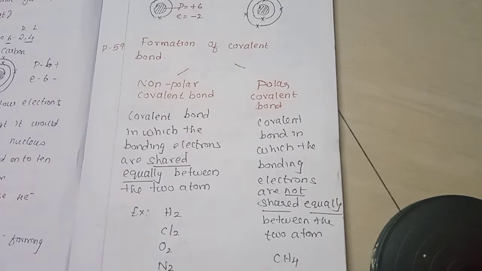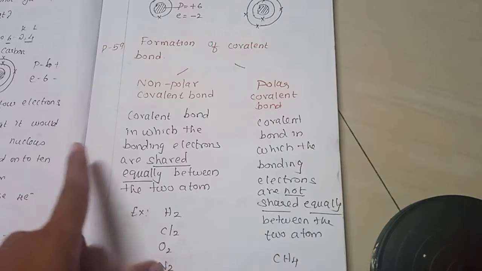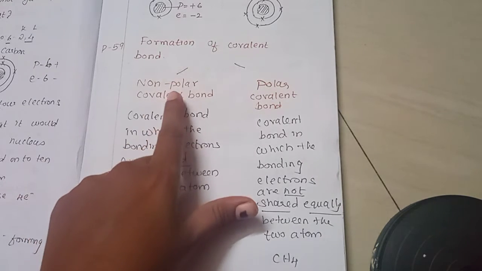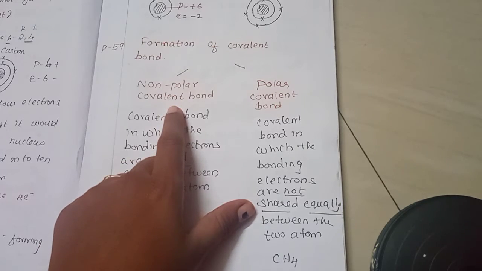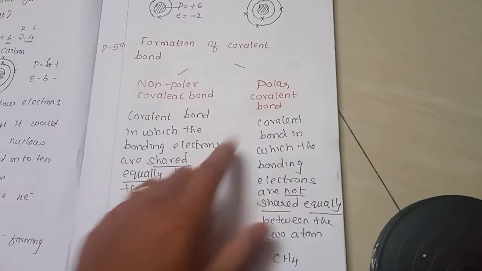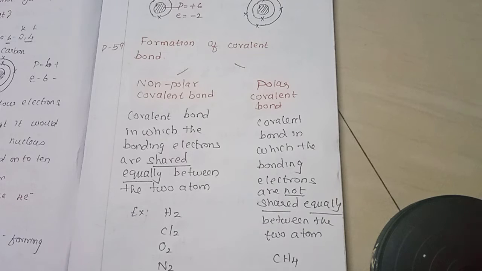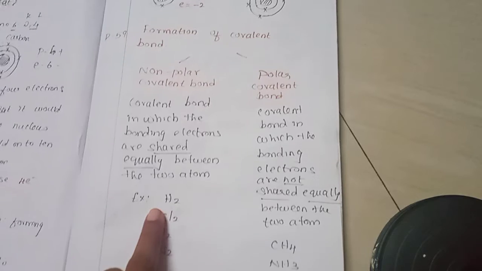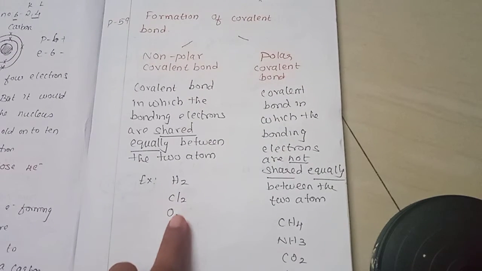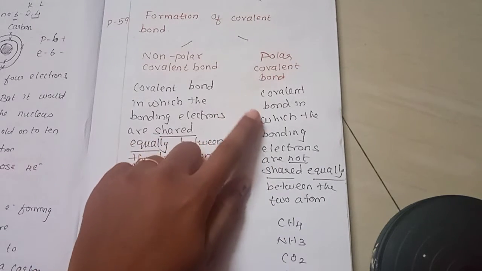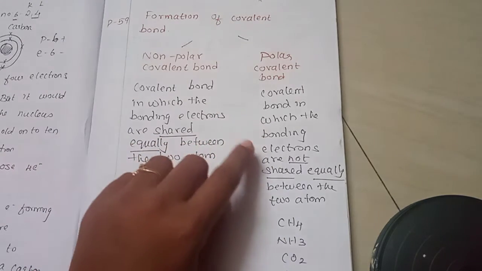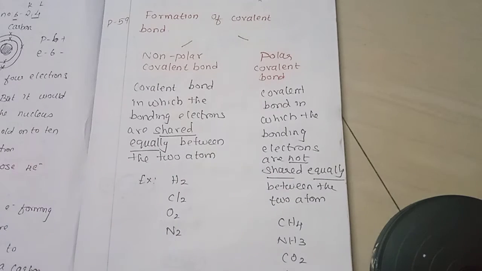See the formation of covalent compounds. There are two types: non-polar covalent bond and polar covalent bond. What is a non-polar covalent bond? The covalent bond in which the bonding electrons are shared equally between the two atoms. Examples: H2, Cl2, O2, N2.